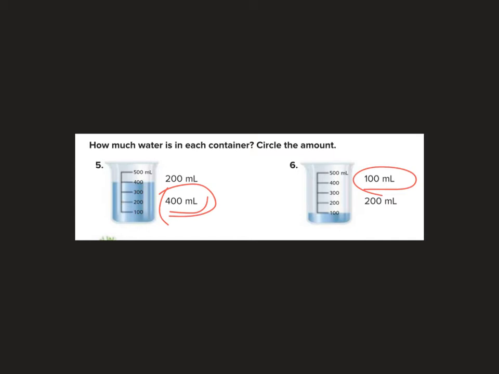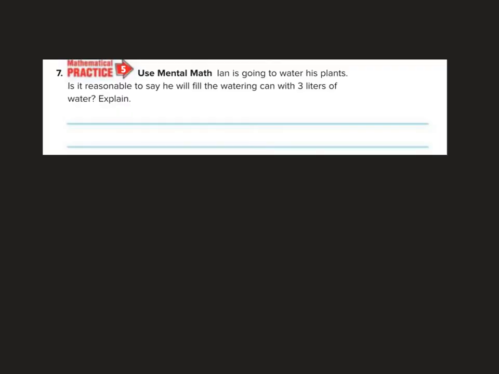Not too tricky, hopefully. Okay, Ian is going to water his plants. Is it reasonable to say you will fill the watering can with 3 liters of water? What do we think about that? Yeah, I would say so. I would say yes, 3 liters is a reasonable amount for a watering can to hold. We wouldn't say 3 milliliters, right? So 60 drops of water. So 3 liters is reasonable.